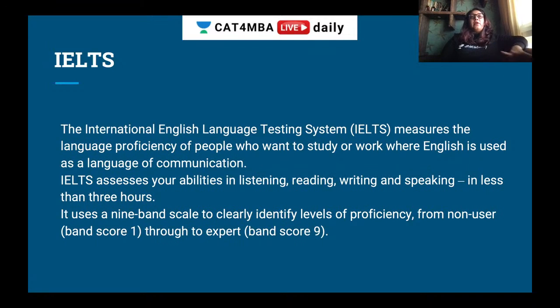So I will be talking about certain tips and tricks which you can use to get a band score of at least 8.5 on your reading section. I will be giving you tips and tricks in the middle only, so that you can remember them and keep solving those questions, right?